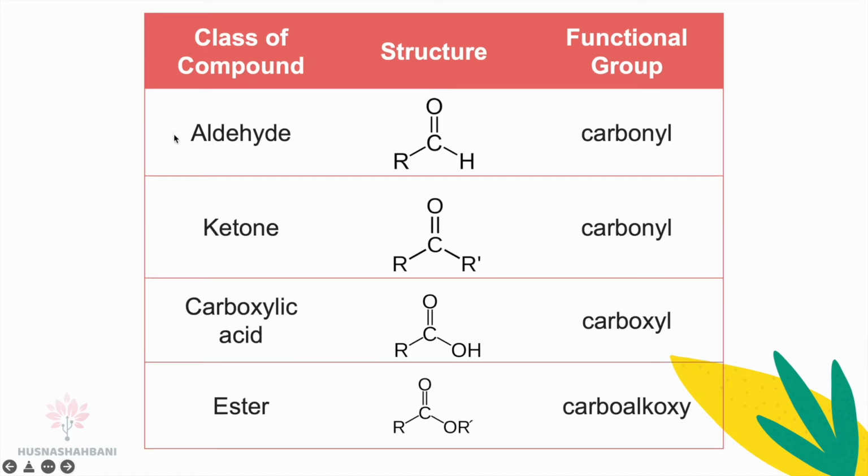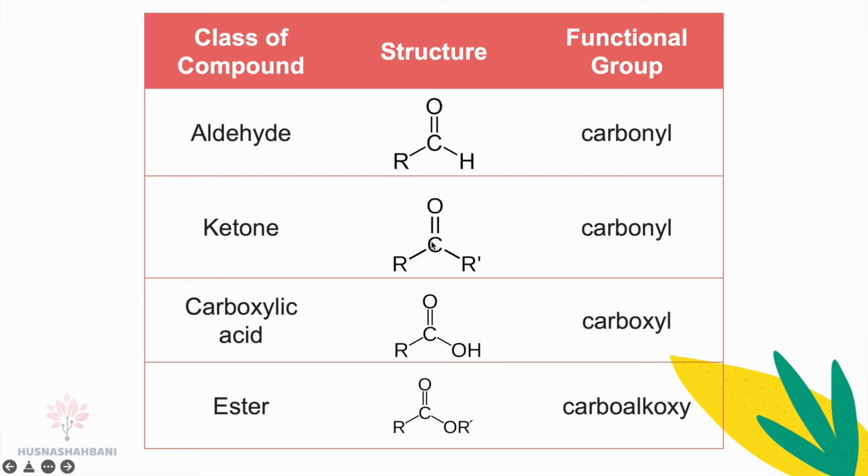Next, aldehyde class of compound. This is the structure of aldehyde. The carbon double bond with O, and that carbon has a single bond with H. R group means any group attached to this carbon. So for aldehyde, we focus on the carbon double bond O, and that same carbon has one single bond with H. So that is class of compound aldehyde. The functional group of aldehyde is carbonyl.